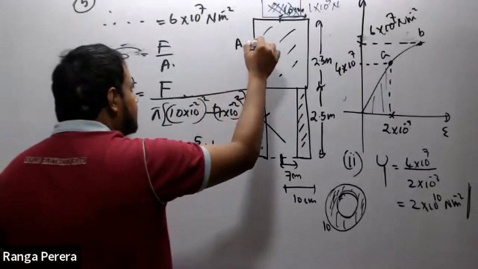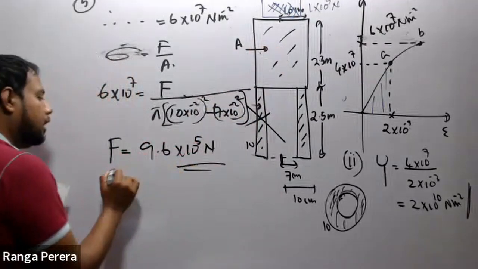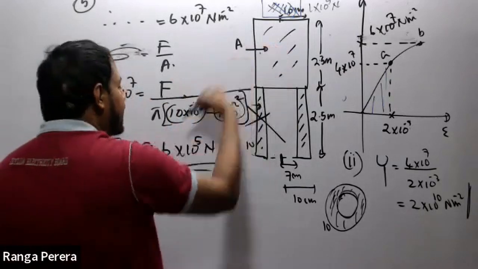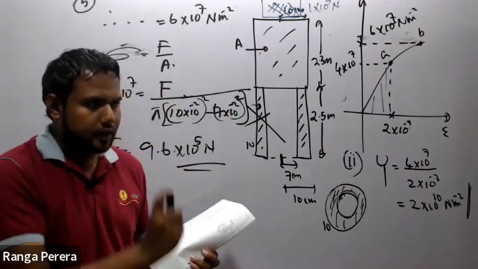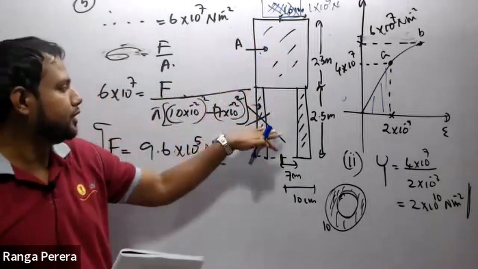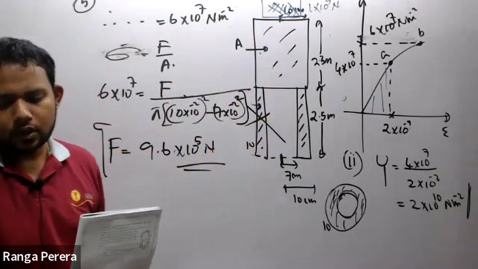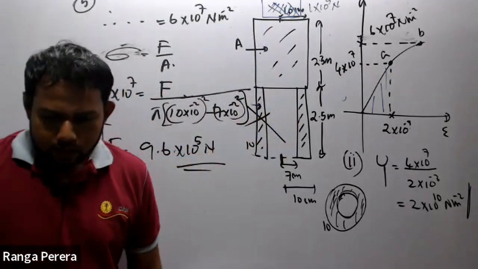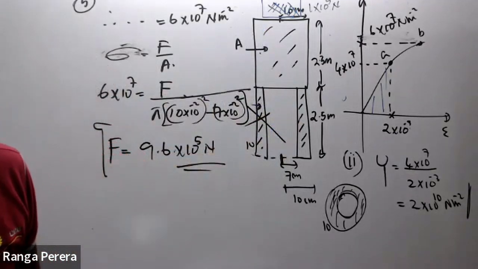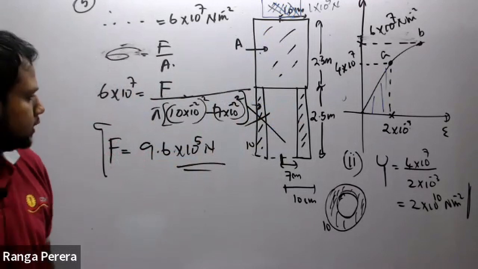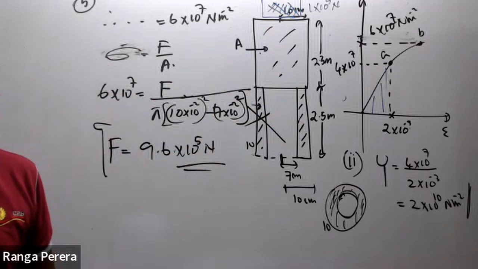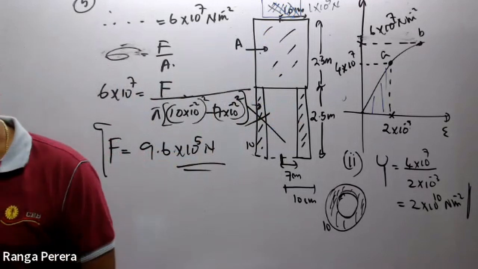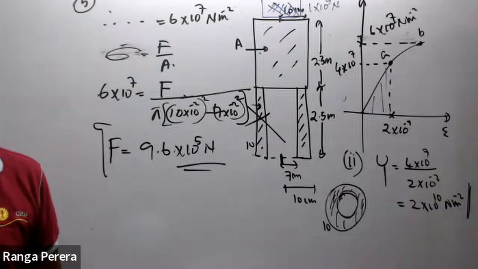For A to break, F can even go more than that value. But since this is a combination of those two, definitely I should consider this one first. Can you understand that question? Is it clear for you all? No problem, right? Slamai, was it clear?